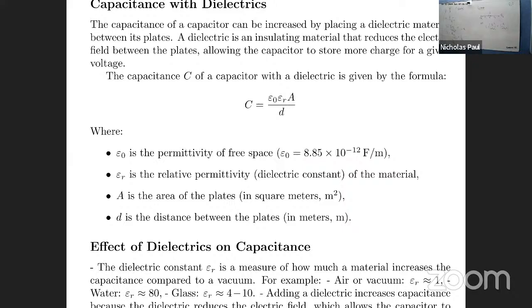So if I ask you to find the capacitance of a capacitor, what are the 2 ways that you can find it? Q equals CV, and the formula C equals epsilon naught, epsilon R, A all over D.